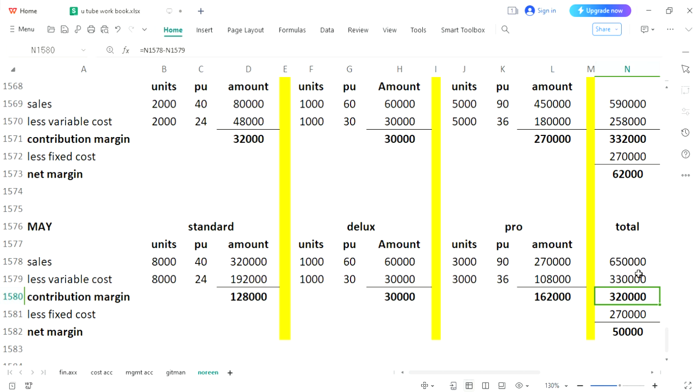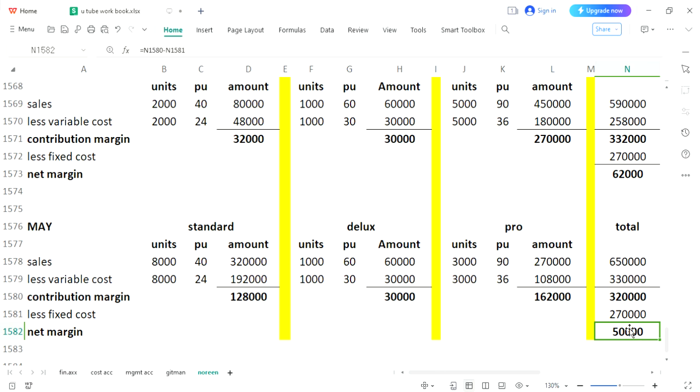We have got our total contribution margin as well, which was the difference between VC and sales. Total sales 6 lakh 50, total variable cost 3 lakh 30, and we have got total contribution margin as 3 lakh 20,000. Fixed cost was the same in the months of April and May. But now your net margin is 50,000. So it's surprisingly different. In April we have got net margin 62,000, and in May we have got net margin as 50,000, which is quite strange.